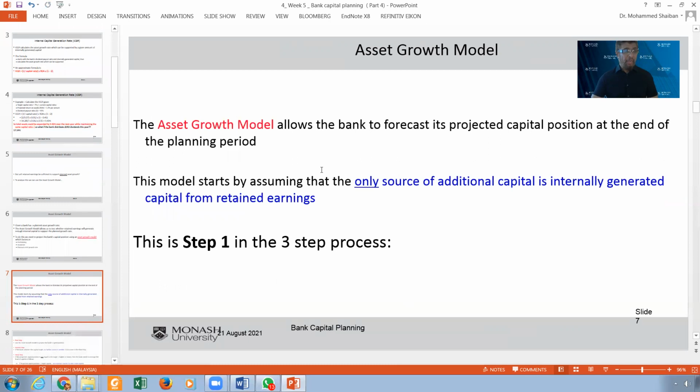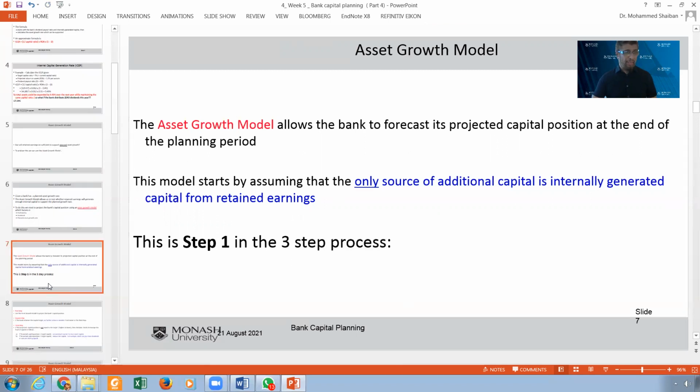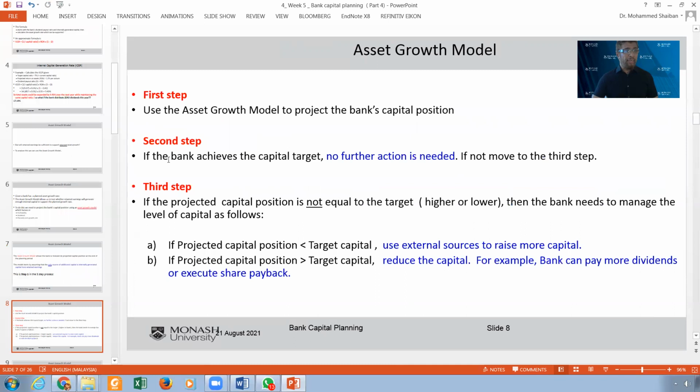The asset growth model allows us to forecast the projected capital position at the end of the planning period based on the current settings of dividends and profitability. So this model assumes there is only internally generated capital, which is the retained earnings. This is actually a 3 step process, and let's look at what these 3 steps are. The first step is to use the asset growth model to project the bank capital position.